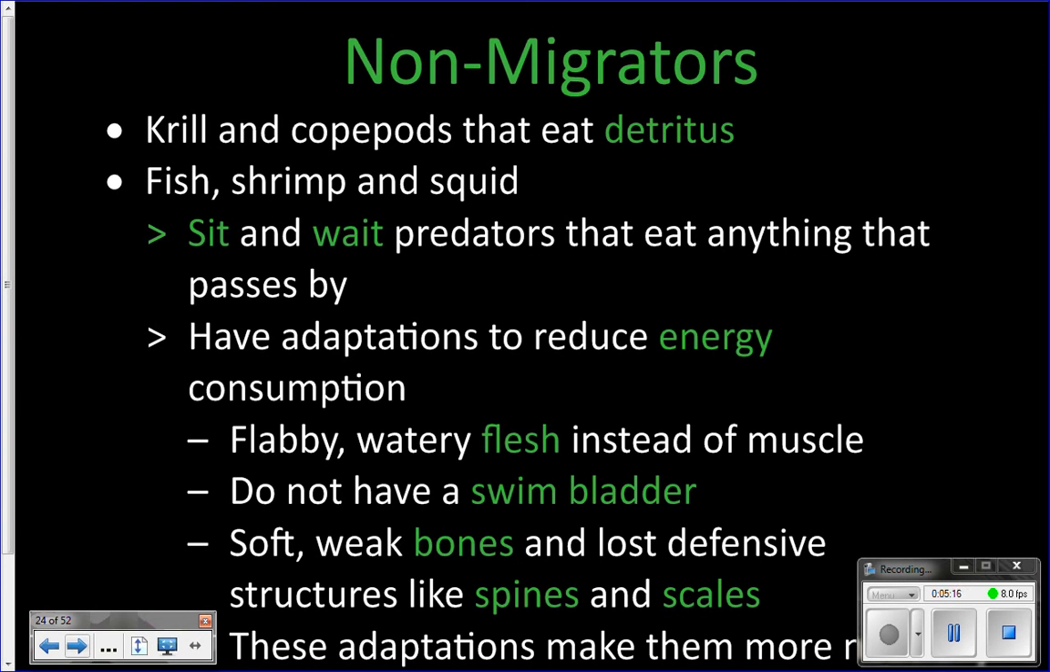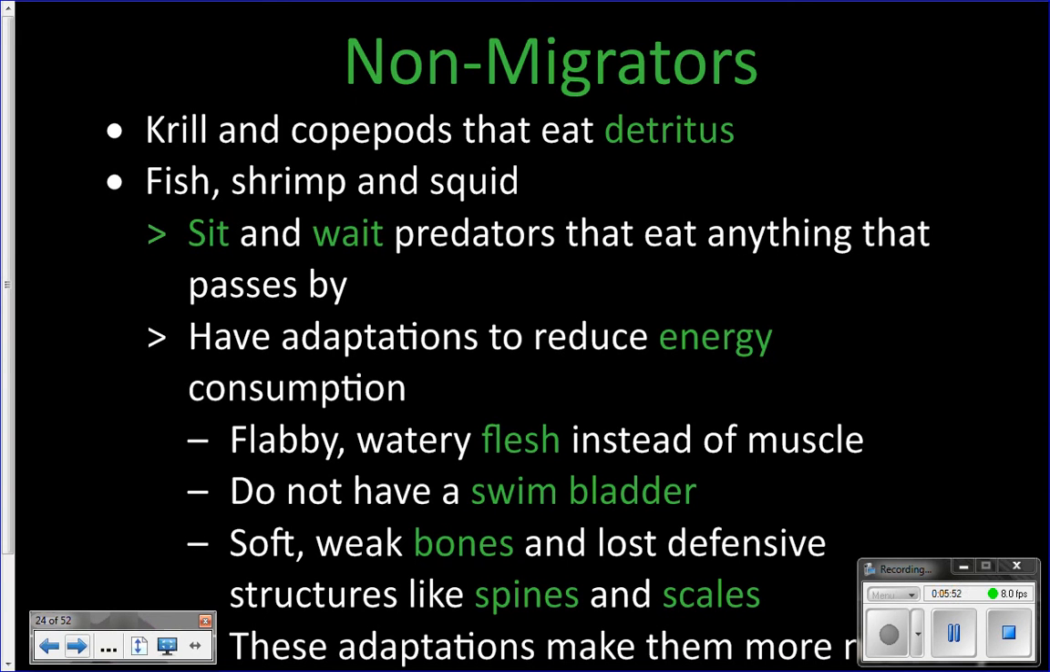The sit and wait predators are going to be a little weird. Okay, so the sit and wait predators basically are trying to survive until their next source of food comes along. And so that may be a couple months from now, that may be 6 months from now. Basically, they want to try and conserve energy in between their meals so that they can survive to the next meal. So they're going to have all sorts of adaptations in order to reduce the amount of energy that they spend.